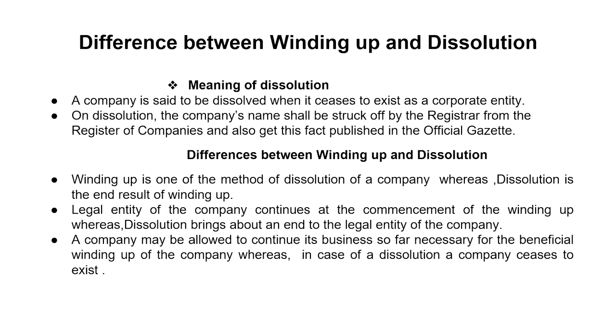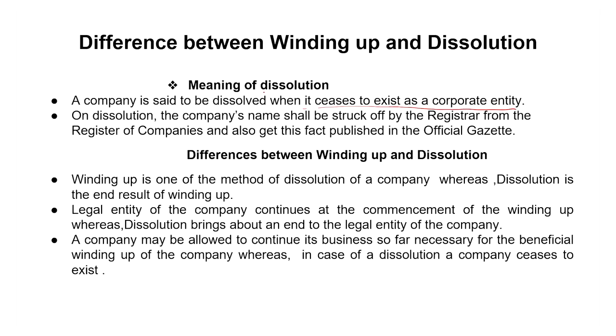Difference between winding up and dissolution: there are a lot of differences between these two terms. A company is said to be dissolved when it ceases to exist as a corporate entity. Company is considered a juristic personality in the eyes of law as and when the company obtains the certificate of incorporation, and the life of the company comes to an end with dissolution. There is no corporate entity that survives. Corporate entity status comes to an end.